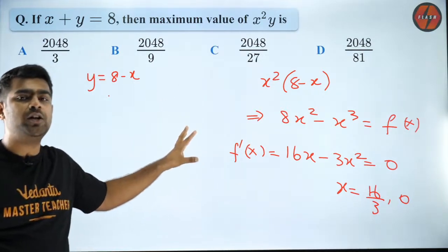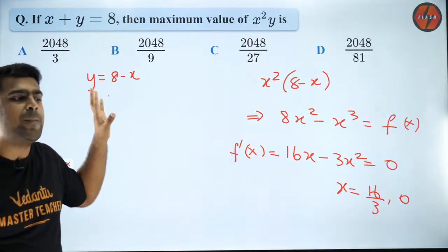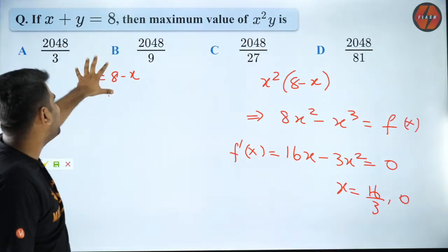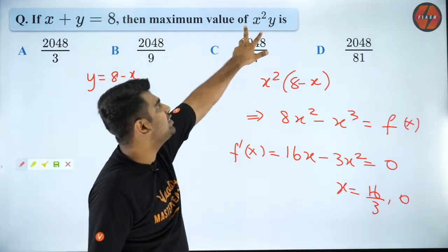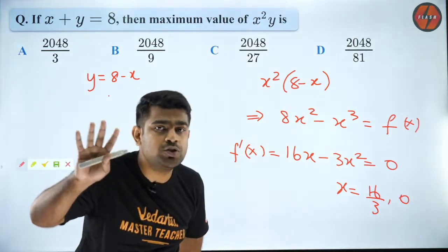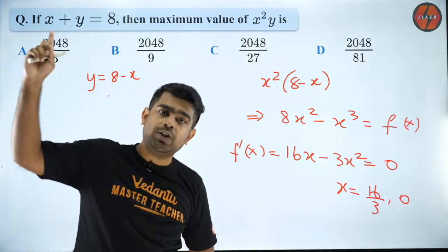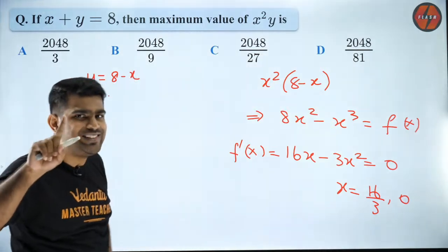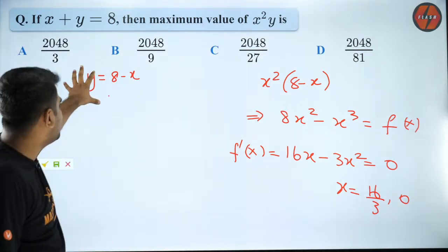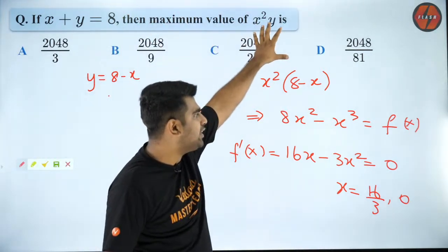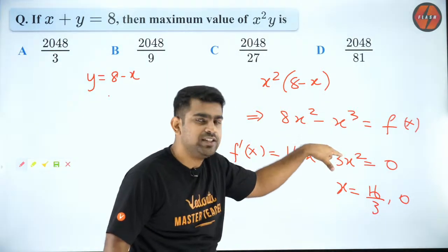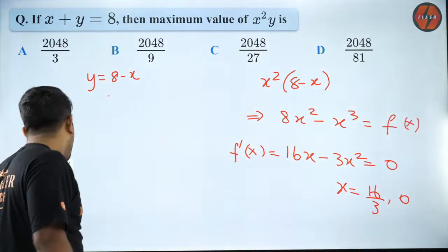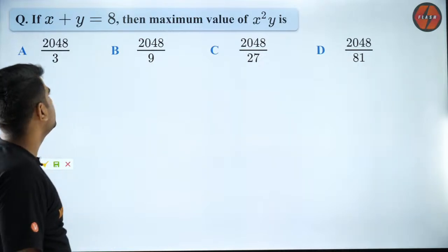This is how you do it when you do not know how to apply the AM-GM inequality. Very simple. I got y in terms of x because this is two variables. We don't know how to solve two variables; that you will study in college. We know only single variable calculus. So I get y in terms of x, put it there, get f of x, then find the maximum. Now, how do I do it by AM-GM?